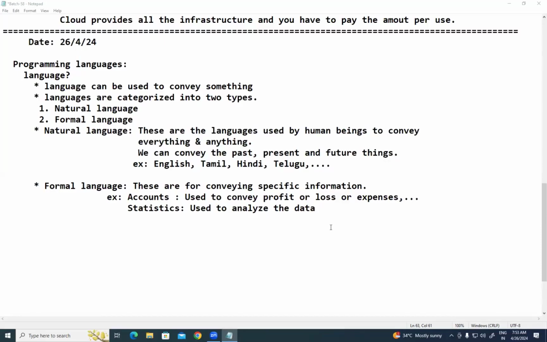Able to follow me? So for any information or for specific information only do we use statistics? Specific information. Accounts is also for specific information. Folks, everybody getting my point? Very good. Now, coming under formal languages only, another example is programming language.